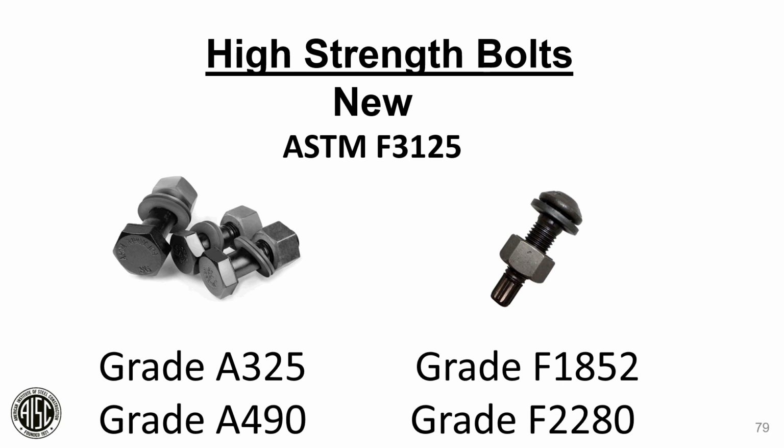In 2015, ASTM came out with a new umbrella specification, F3125. What they had discovered was that there were differences with the old standards in the way they were specified to be manufactured and tested. So trying to develop some commonality in all the standards, they developed a common specification, F3125. But to make life easier for all of us, they kept some grade designations that are common. For hex head, you have grade A325 and grade A490. For tension control bolts, you have grade F1852 and grade F2280. So the proper designation is ASTM F3125 with the proper grade.